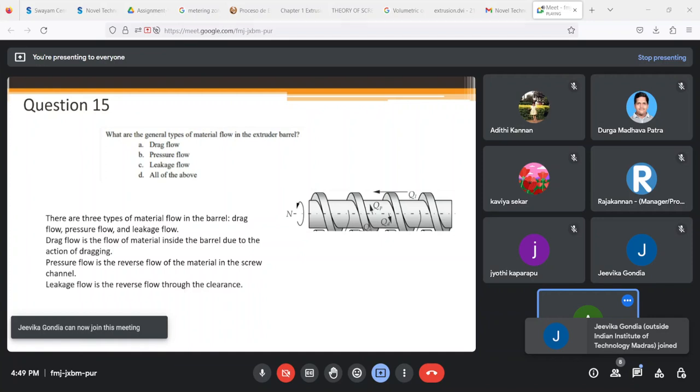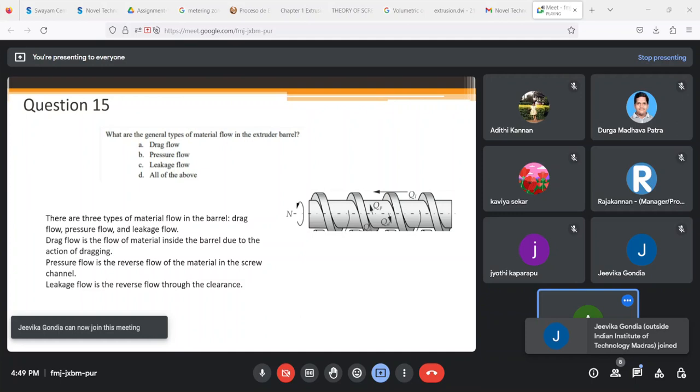And then there is a third kind of flow known as the leakage flow. If you remember, there will be a die at the end of the extrusion process, and the die's diameter is very small when compared to your entire equipment. The moment you're dealing with a very small opening, there will be too much pressure accumulation at that small opening.